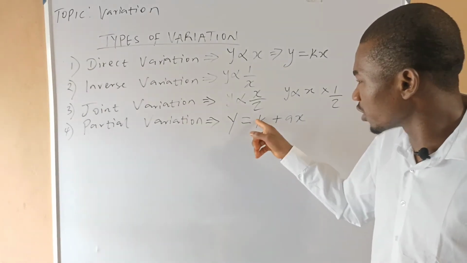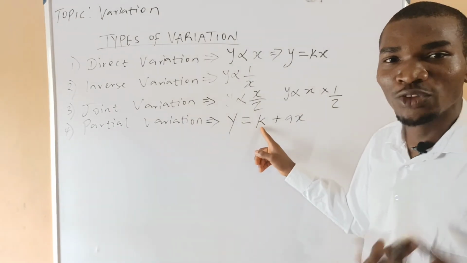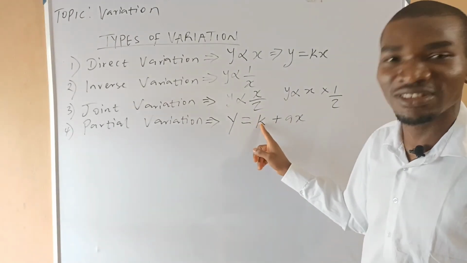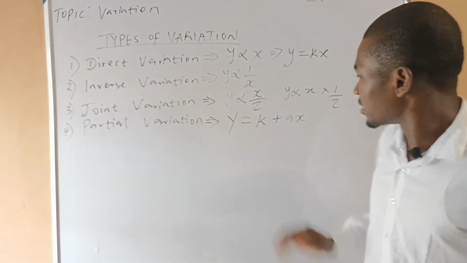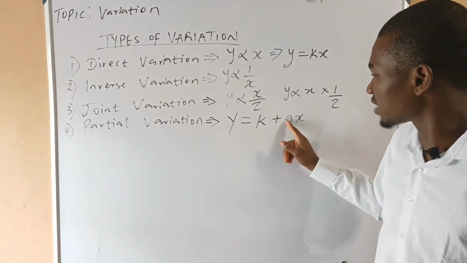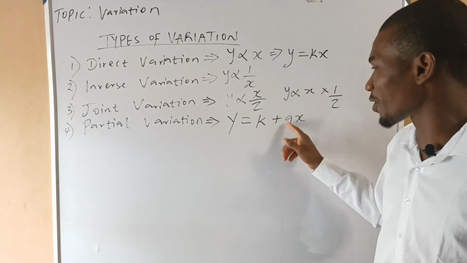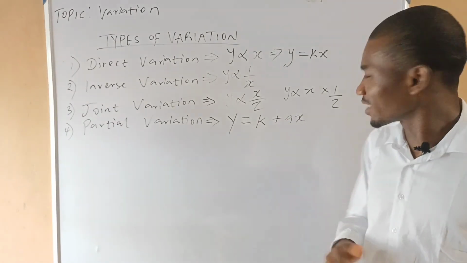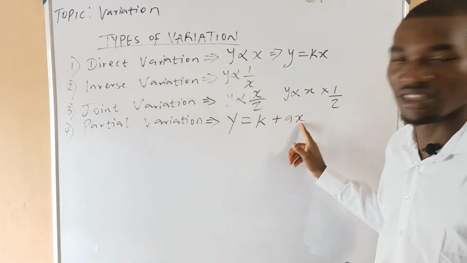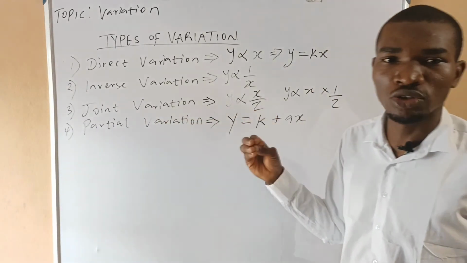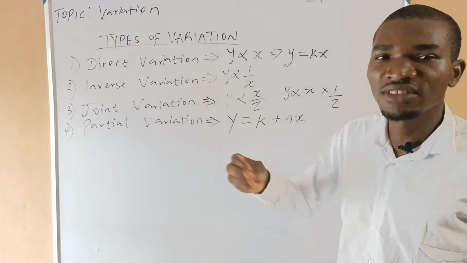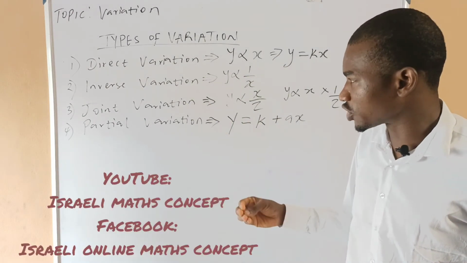We could have put constant for this very k, but knowing that a constant multiplying a constant is still a constant, that is why we just allow it to be a constant. Then coming here also, a constant multiplying a variable will still be a variable term, and that is why we put constant for this x. So whenever you have a kind of variation of sum, we call it a partial variation.